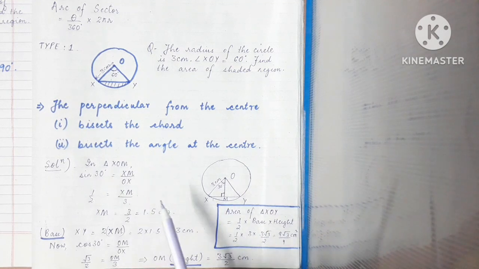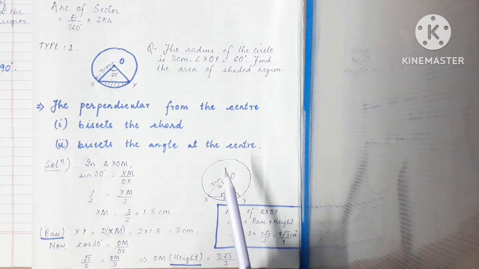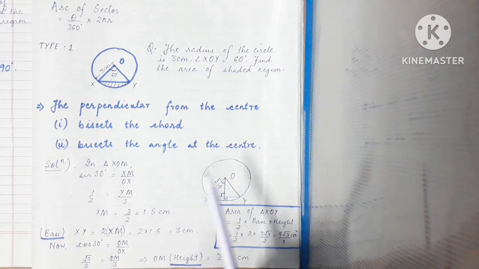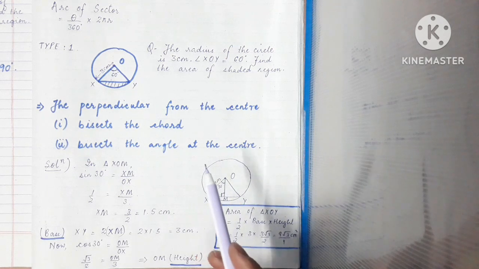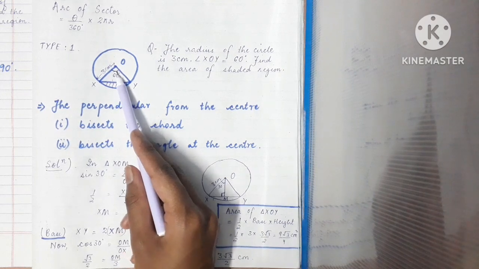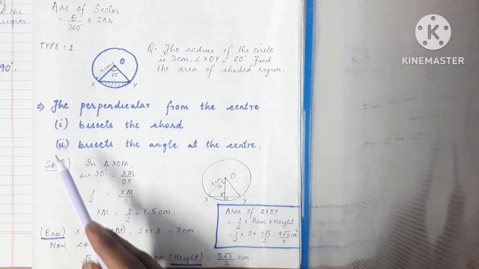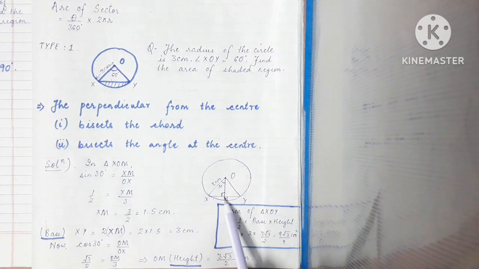So for this kind of questions it is very important that you must have learnt all the values of sine and cos for the different angles given in your course. Okay, that is 30 degree, 60 degree, 45 degree, 90 degree. Basically here the angle which comes is 60 degree only. Okay, so sine 30 degree we will apply and we will find out the value of XM.